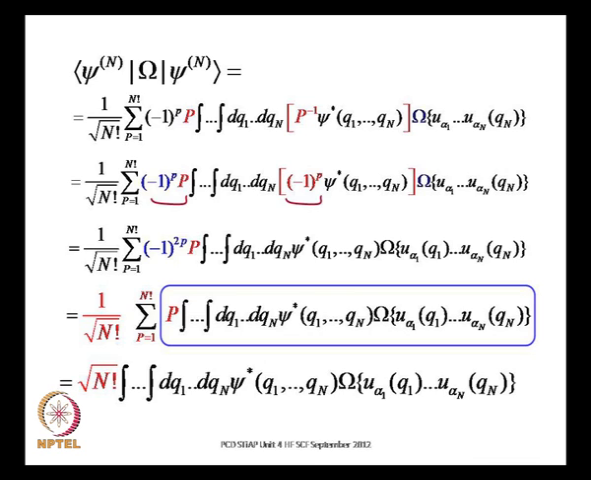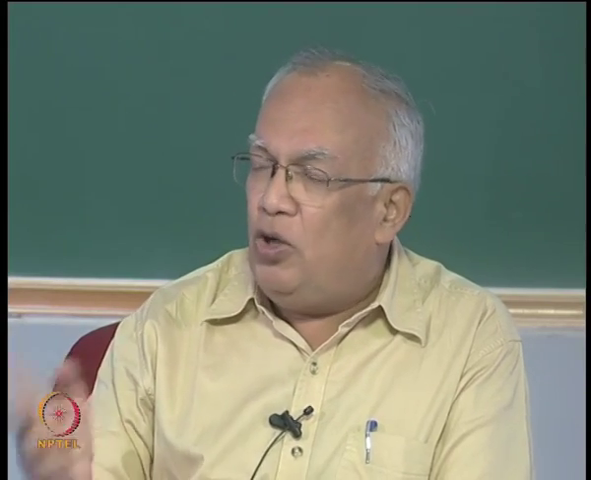You are integrating over all of these n variables, and then you permute the indices. How does it matter? They are dummy labels. q1, q2, everything is a dummy label. I can call q1 as x, q2 as y. So I can call q1 as q2 and q2 as q1.